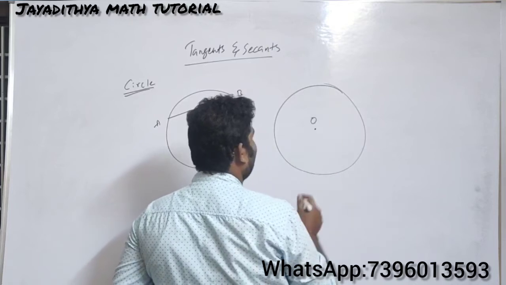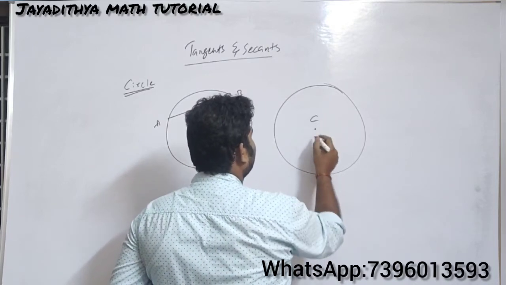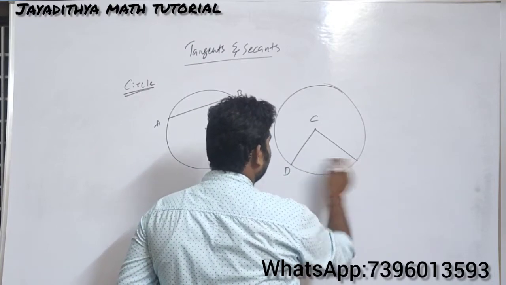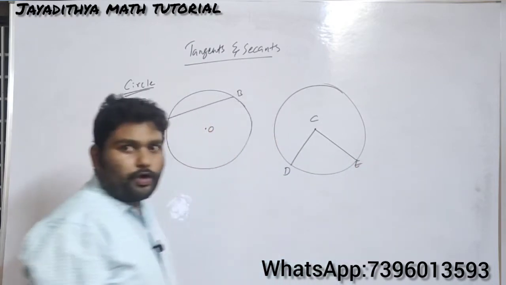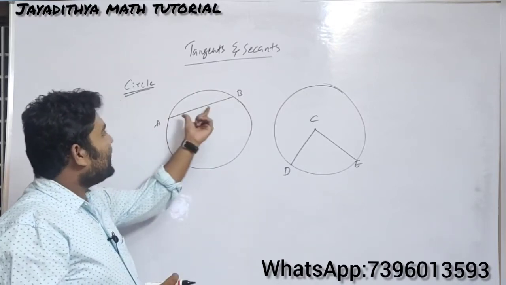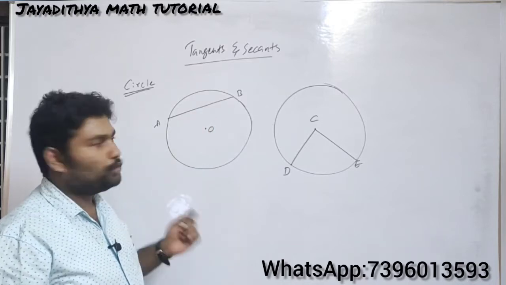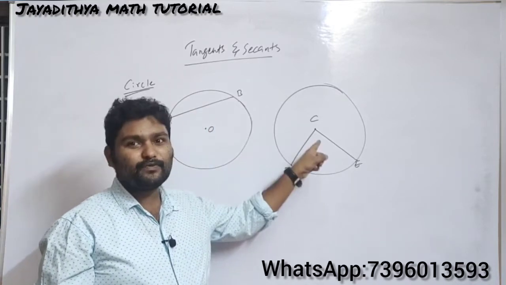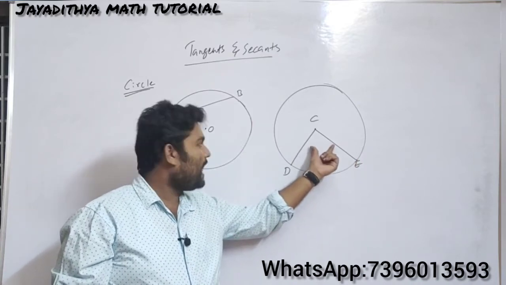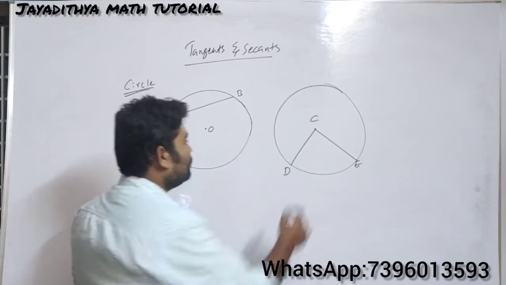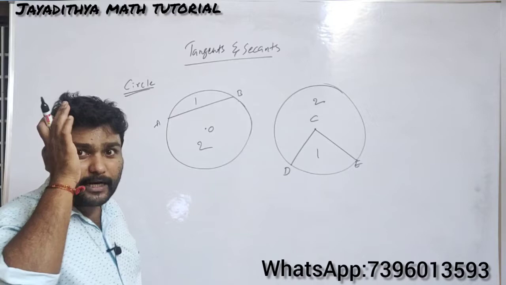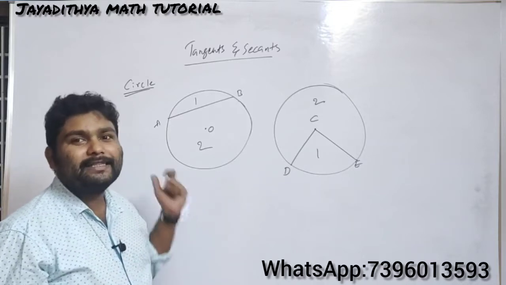Let us take a fixed point O, and let us take this point as C and this point as D. I am drawing two radii here. This is E. Okay, so see here, there is a difference between these two figures. Here AB is dividing the circle into two parts. Here two radii, CD and CE, are dividing the circle into two parts. Let us take this as first part and this as second part. Here also you can take this as first part and this as second part. So what do we call these parts?